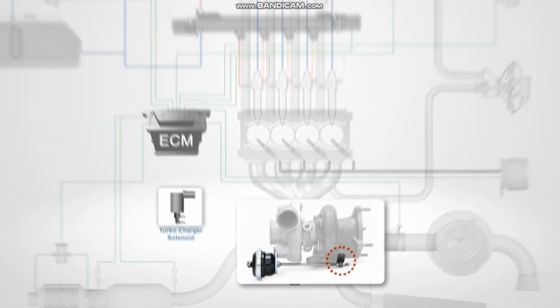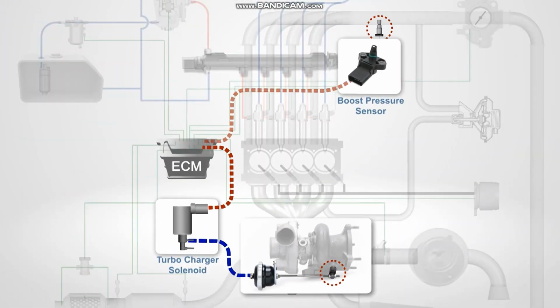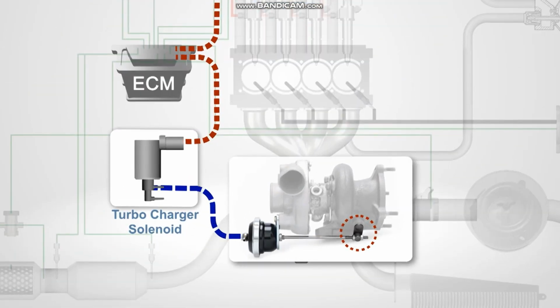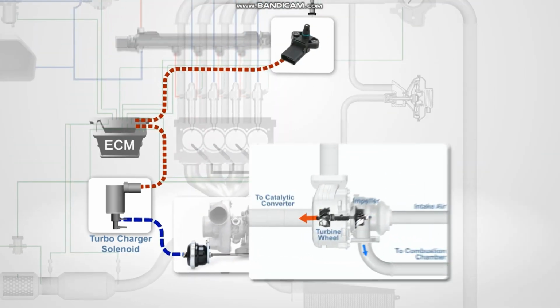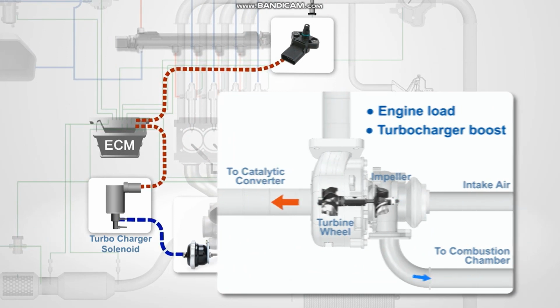The ECM uses a turbocharger control solenoid and a boost pressure sensor to control the turbocharger wastegate. The ECM uses PWM on the control circuit to activate the solenoid valve. The turbocharger pressure sensor responds to pressure changes in the intake manifold. The pressure changes occur based on engine load and turbocharger boost.